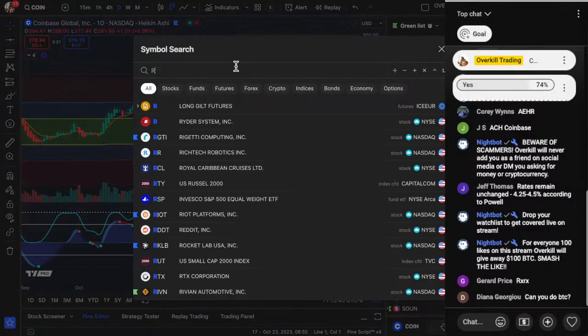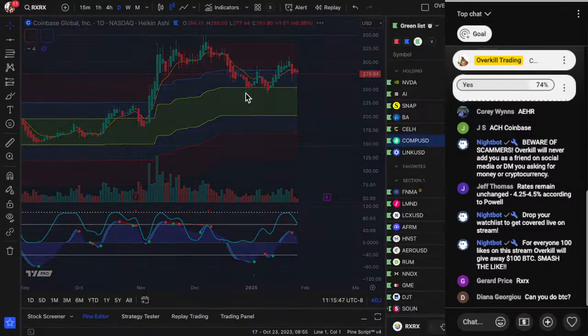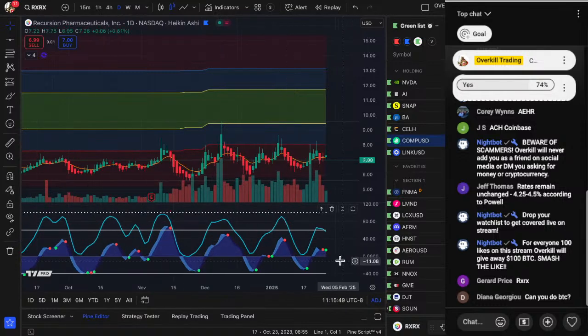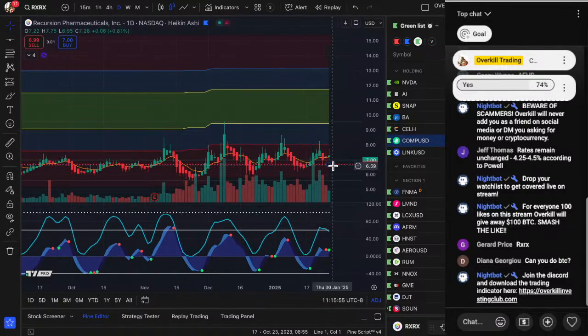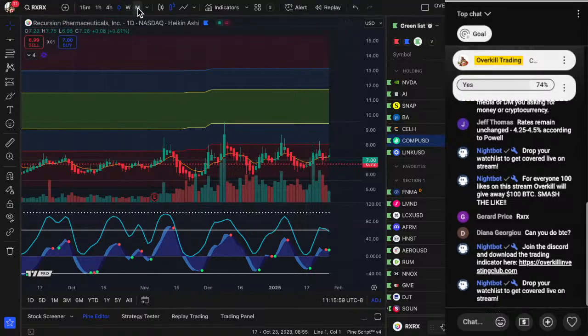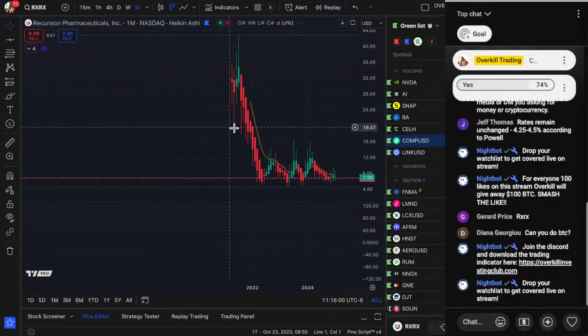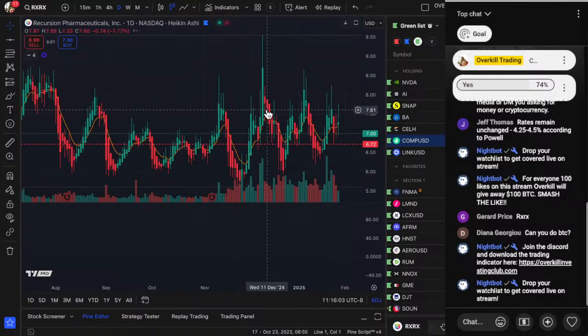We got one from chat here for Gerard, RXRX Pharmaceuticals. That one's got a green dot today. That one pulled back a little bit. I like this one over, call it 670, 672. Call it 670. Yeah, I like that one. It's still green on the monthly there as well.